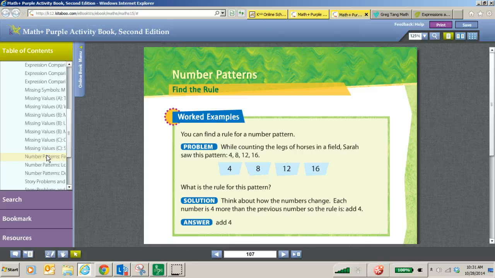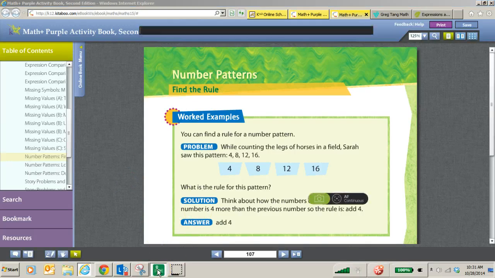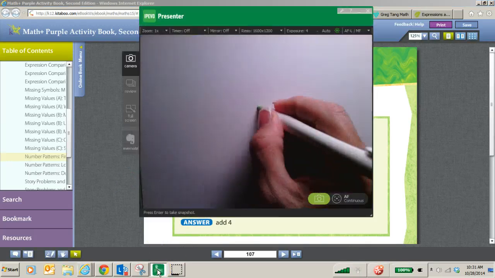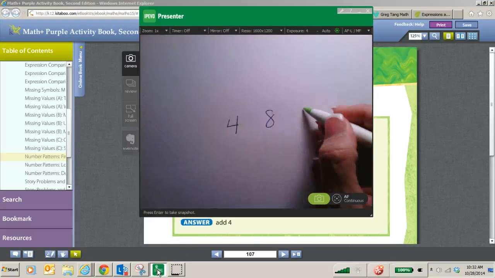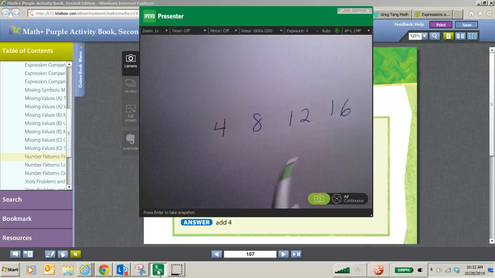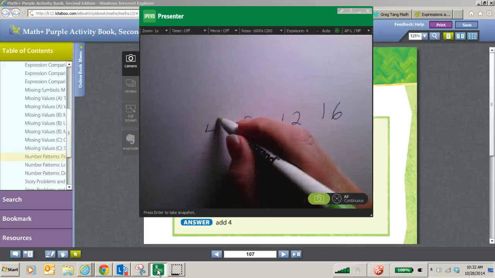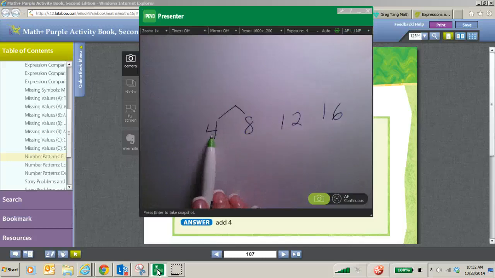And with number patterns, what's important for students to realize, and I'm going to show you this with the document camera, we have 4, 8, 12, and 16. So if I have 4, 8, 12, and 16, we definitely want students to write this on their paper and to think about the difference between those numbers. How does a 4 become an 8? How does an 8 become a 12?